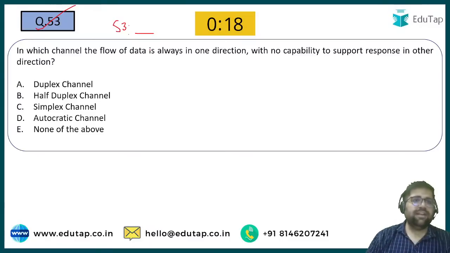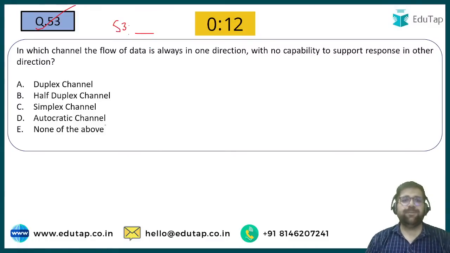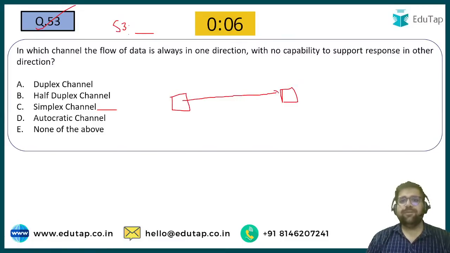Question number 53. In which channel is the flow of data always in one direction? 53, C. Yes. Now, what is simplex? Simplex simply means that this is computer 1, this is computer 2. Now, if computer 1 is transferring some data and there is no other response, then this is your simplex. What is your other term? Half duplex. Half duplex, that is option number B.